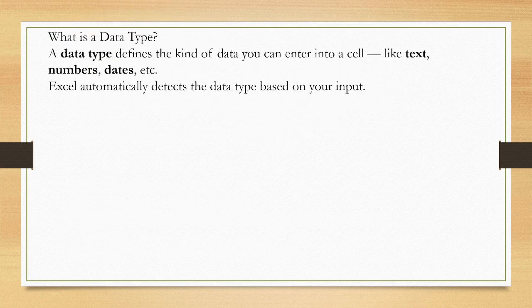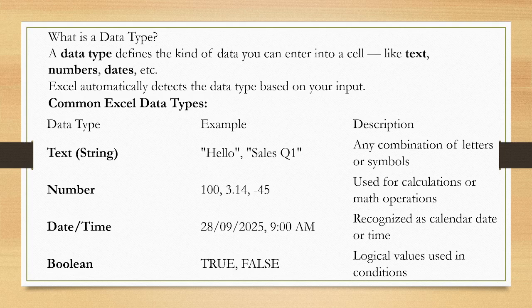What is data type? A data type defines the kind of data you can enter into a cell, like text, numbers, dates, etc. Excel automatically detects the data type based on your input. Common Excel data types. The data type, example, description. Text, string data type. Example: hello, sales Q1. Description: any combination of letters or symbols.